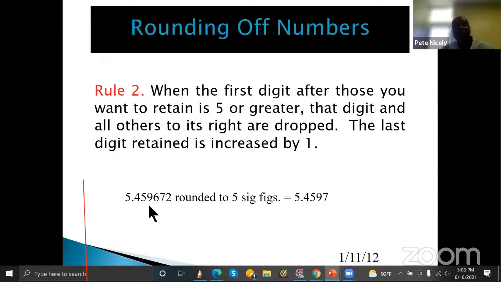So this is a number that you want to round off to 5 significant figures. So that means that you want to round off to where this 6 is. 1, 2, 3, 4, 5, which means that you have to drop the 7 and the 2. But the 7 here that you're dropping, which comes immediately after the 6 in this number, is greater than 5, which means that after you drop the 7 and 2, you have to increase the 6 here by 1 to get it to 7. So therefore, the answer now becomes 5.4597.